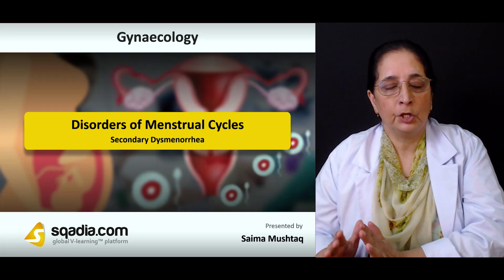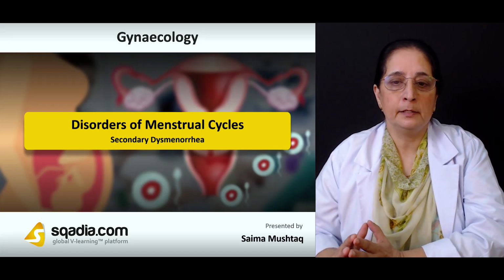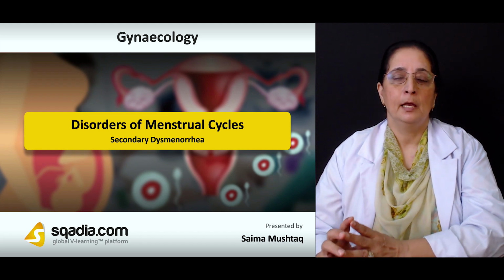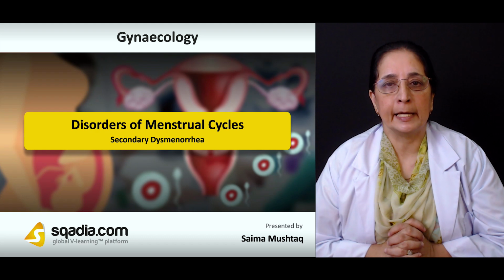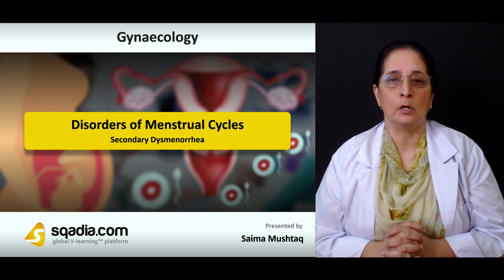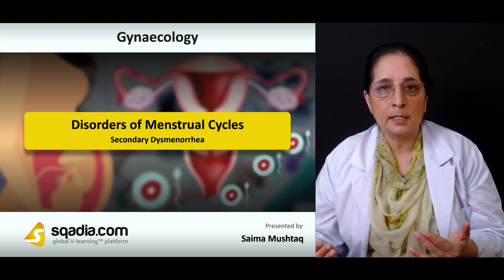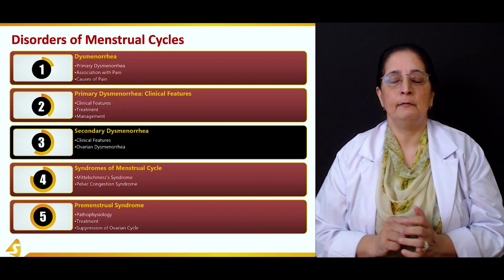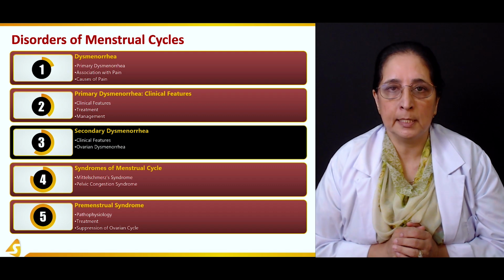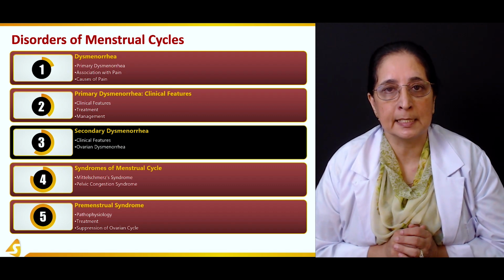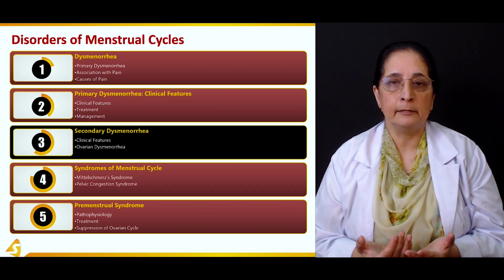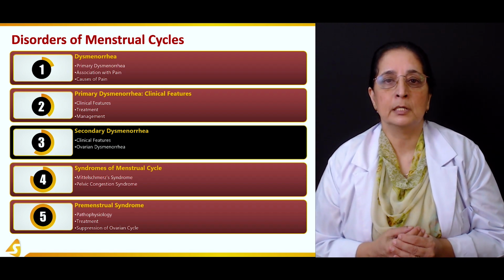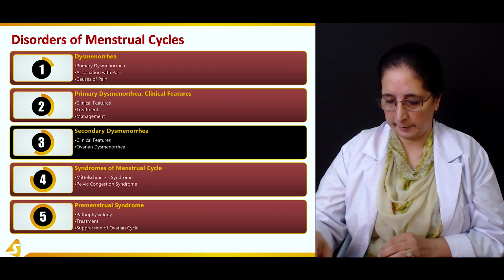So we already talked about primary dysmenorrhea in detail in our first two sections. Now we will talk about what's secondary dysmenorrhea and what are the different causes of secondary dysmenorrhea. In this section we will talk about how secondary dysmenorrhea presents and what are the clinical features of secondary dysmenorrhea, and also what's ovarian dysmenorrhea.